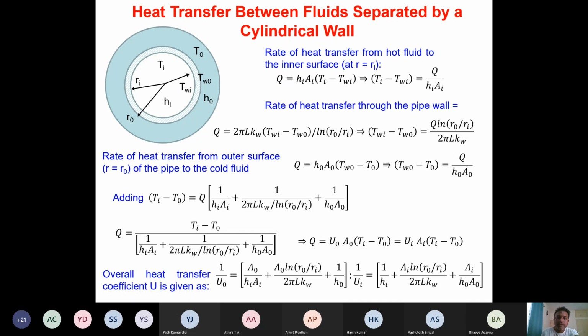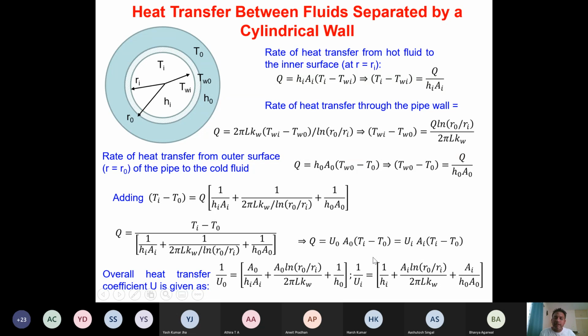Before we start today's class, some corrections. In the last class, some mistake was there in the last equation on this slide. 1 by u naught is given as 1 upon this entire bracket. That is what was given in the last class, so that is corrected here. So 1 by u naught and 1 by ui are given by the corrected equations shown in the slide now. That is just a small mistake we made in the last class.